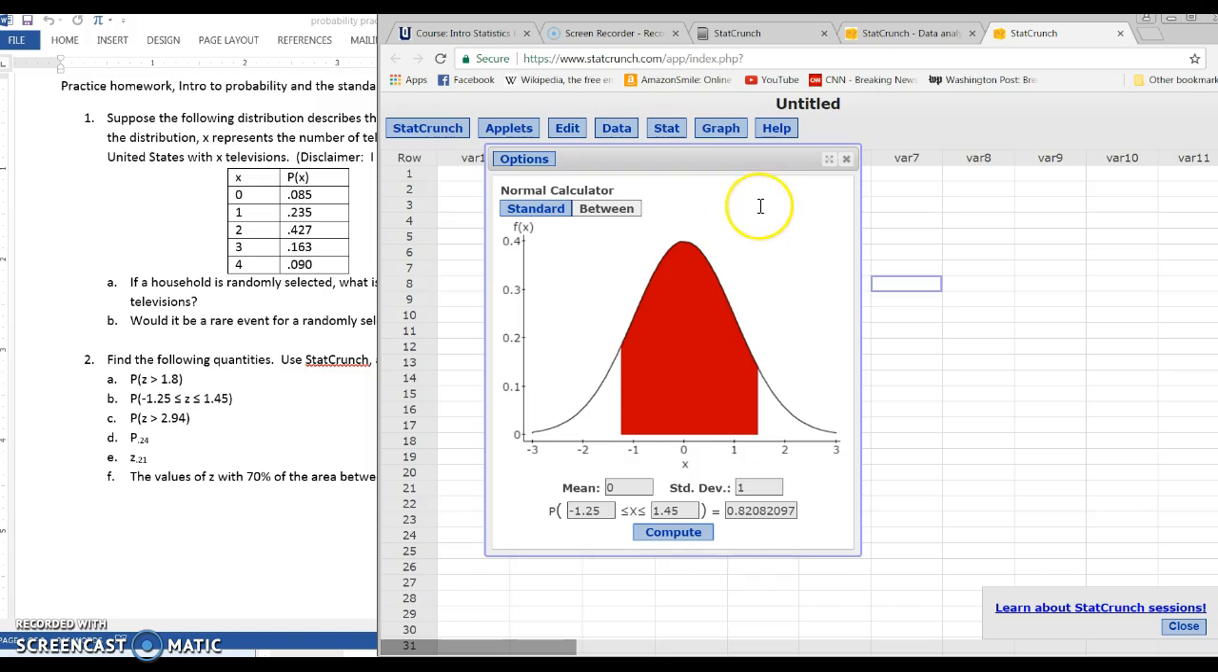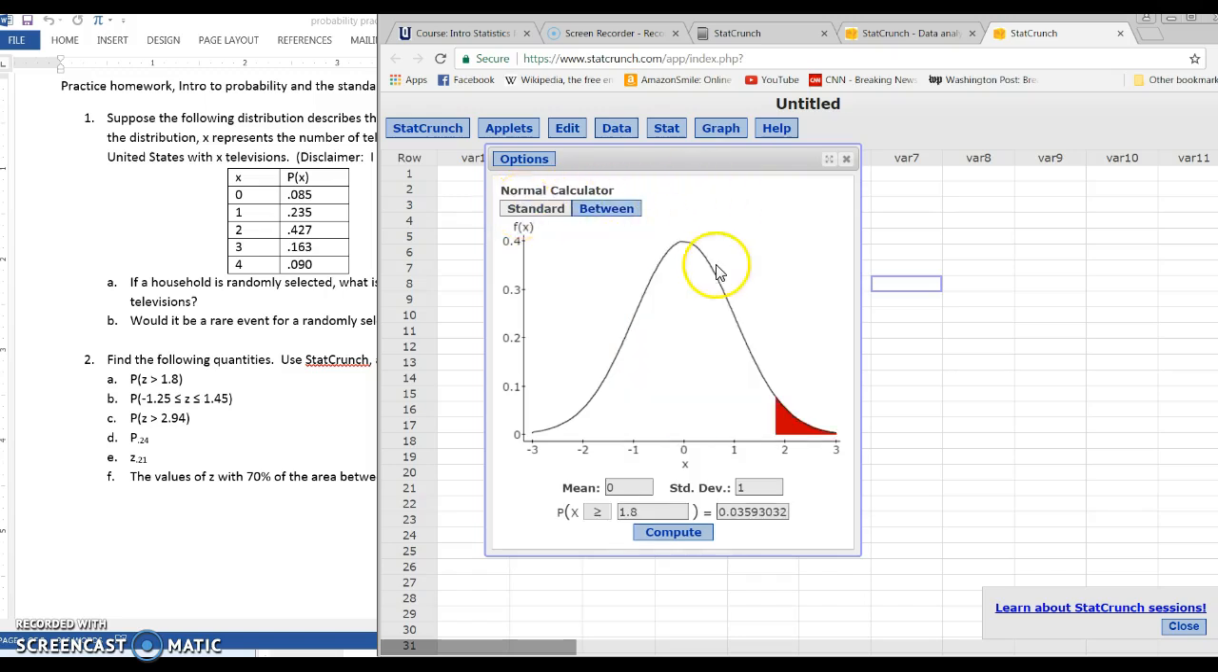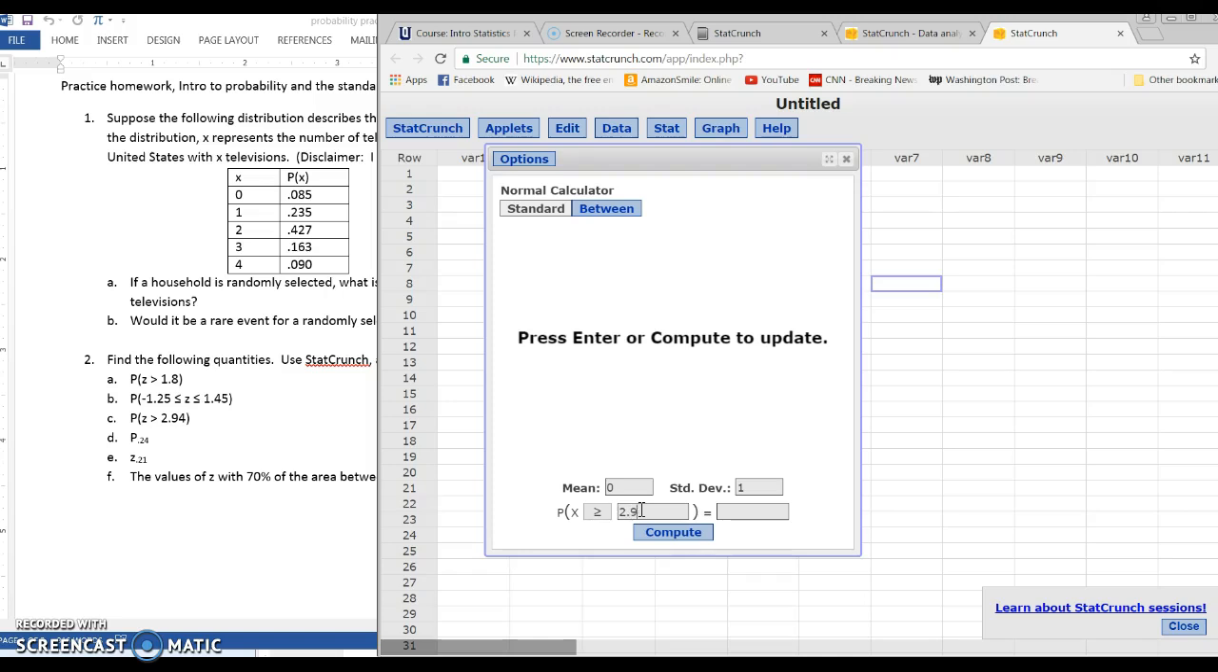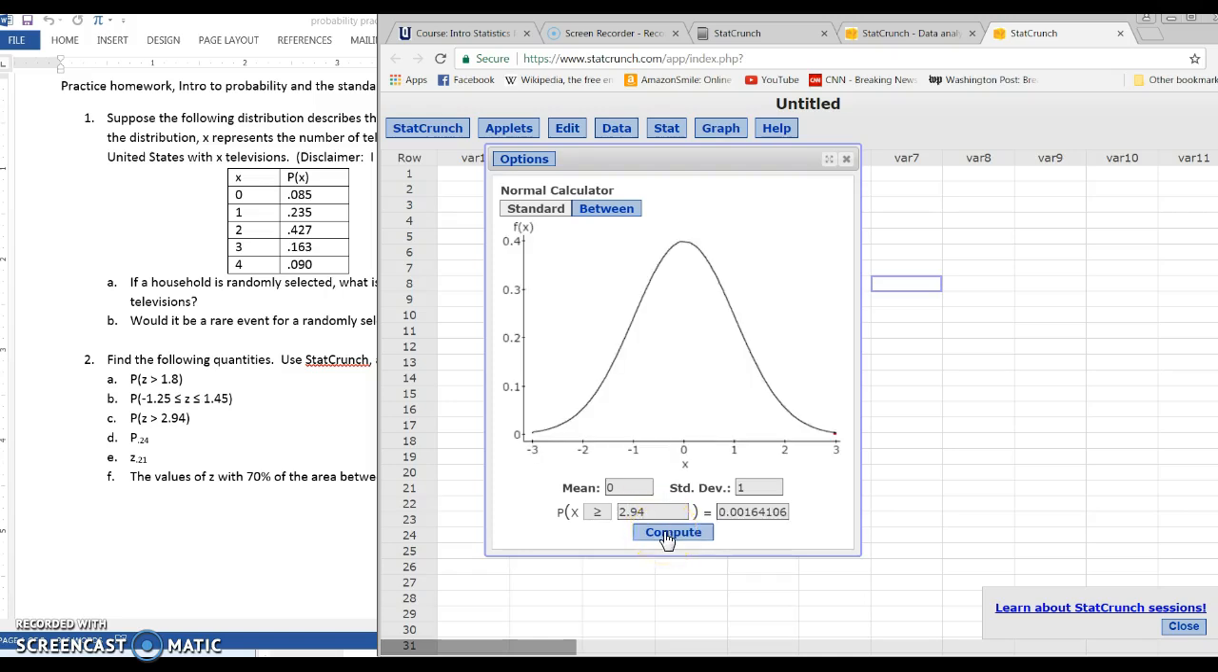Part C, probability z is greater than 2.94. We're changing back to standard because that's one-sided. Greater than 2.94 is 0.0016. Right? So that's all for A, B, and C.